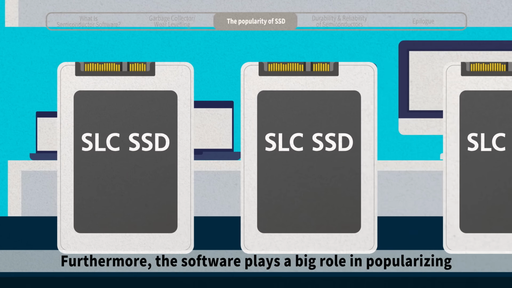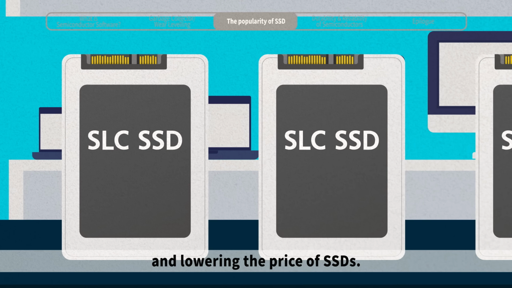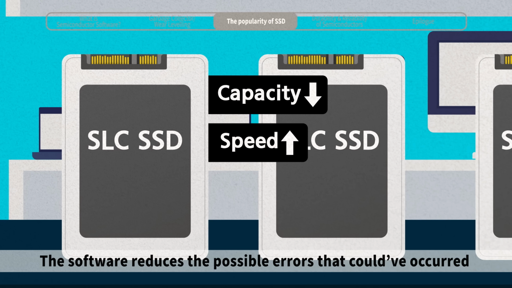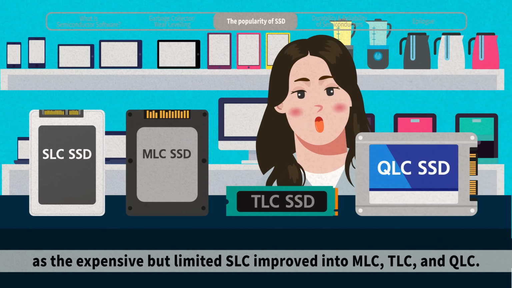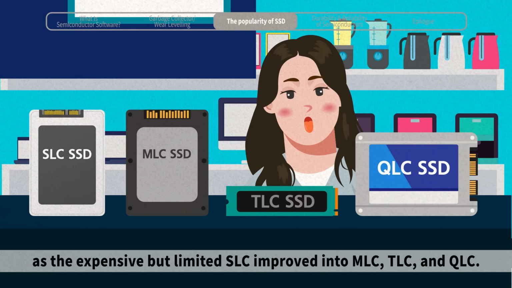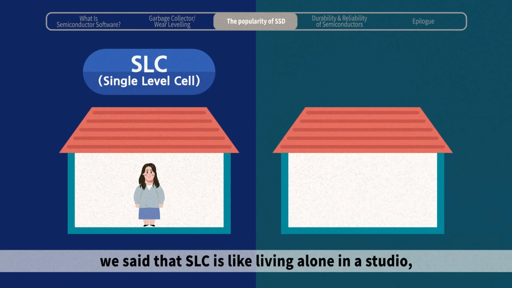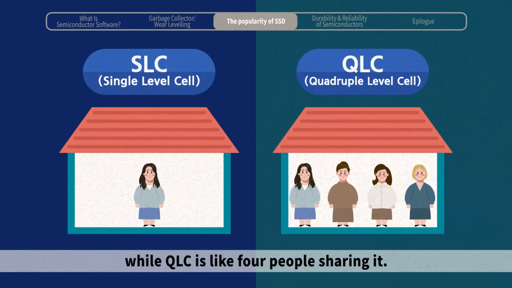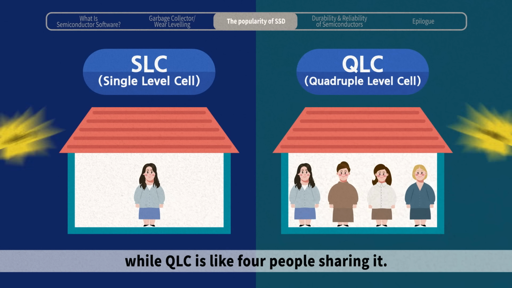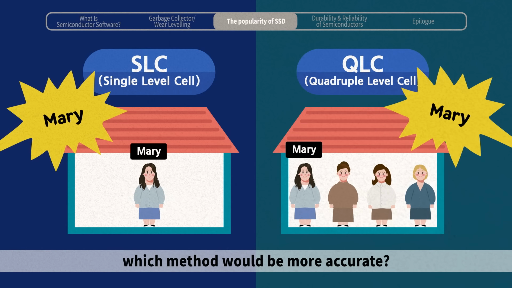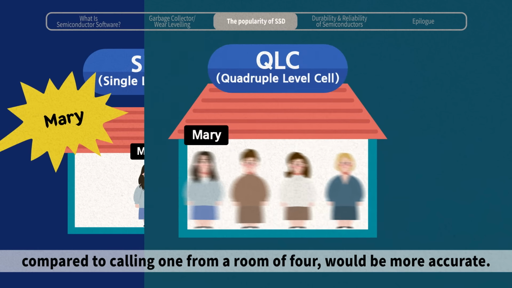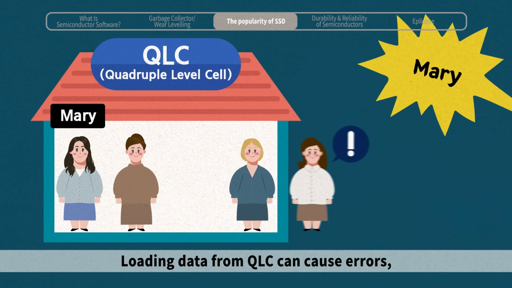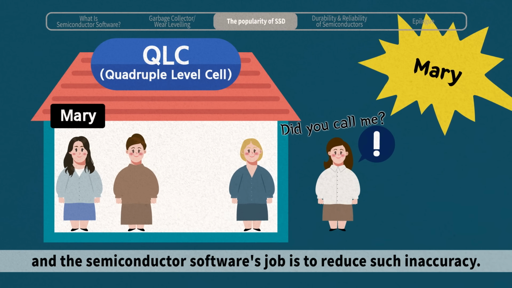Furthermore, the software plays a big role in popularizing and lowering the price of SSDs. The software reduces the possible errors that could have occurred as the expensive but limited SLC improved into MLC, TLC, and QLC. In our previous video, we said the SLC is like living alone in a studio, while QLC is like 4 people sharing it. If someone called from outside, which method would be more accurate? Calling a person from a room of 1 compared to calling one from a room of 4 would be more accurate. Loading data from QLC can cause errors, and the semiconductor software's job is to reduce such inaccuracy.